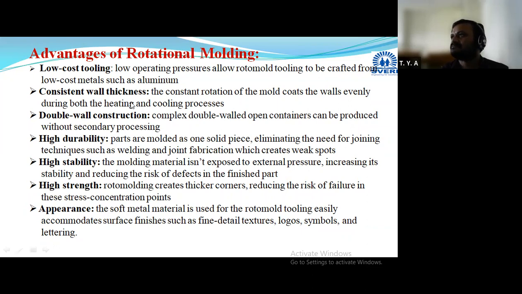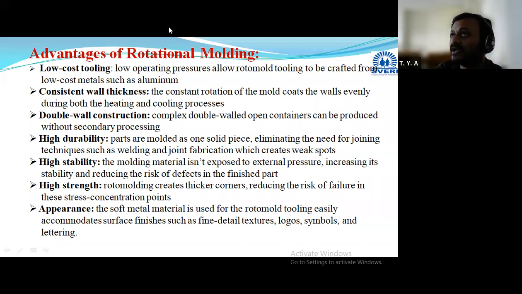Then, in rotational molding, we will get uniform wall thickness throughout the component. As in the compression molding process, somewhere we will not be able to get uniform thickness of the parts. But in rotational molding, we can achieve uniform thickness.